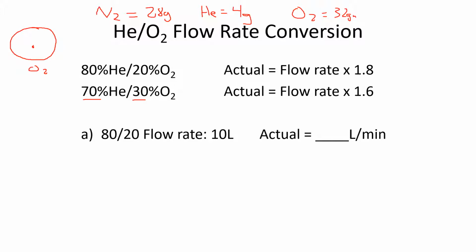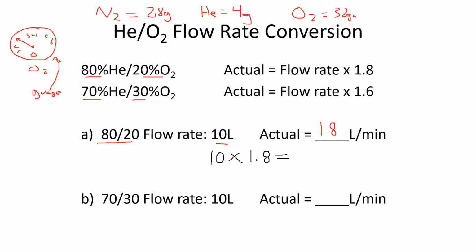So this needle is reading oxygen. 0, 1, 2, 3, 4, 5, 6, etc. But we're not using oxygen. We're using a helium-oxygen mixture, so we have to use a conversion factor. We're reading the gauge as if it's reading for oxygen, but we need to convert because it's not really oxygen, it's helium and oxygen. So 80-20, just multiply by 1.8. And then for 70-30, just multiply by 1.6 to get the actual.